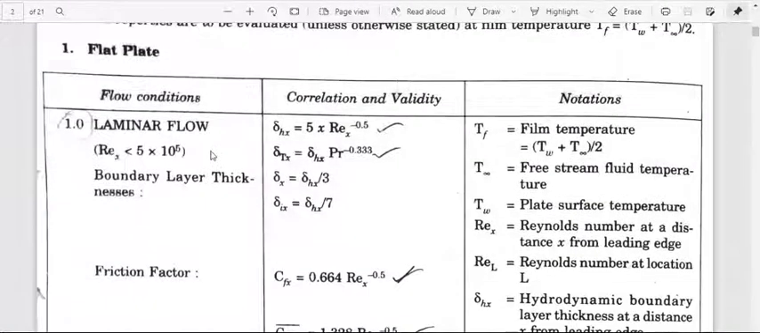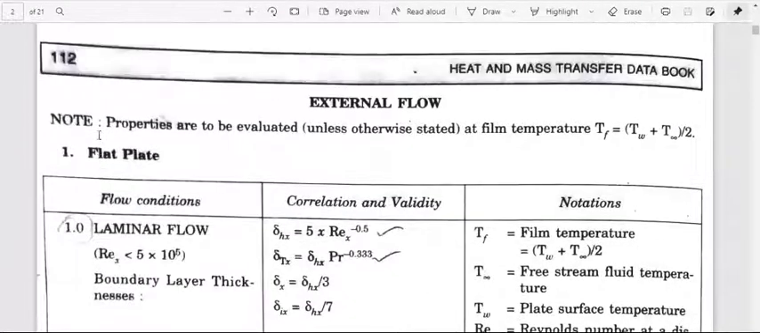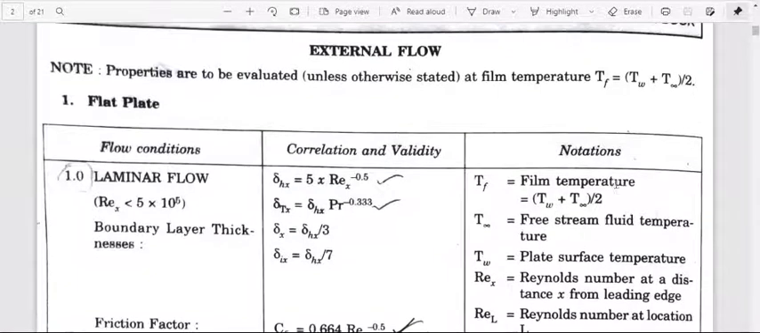Now I am going to explain how to calculate for flat plates with the help of T film temperature, which is equal to TW plus T infinity by 2. So here TF is equal to film temperature and TW is equal to surface temperature or wall temperature. T infinity is equal to free stream fluid temperature, that means air temperature or fluid temperature.